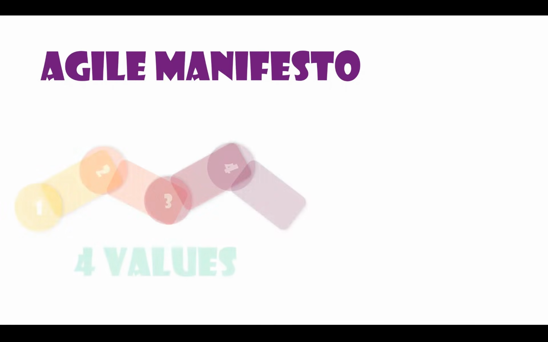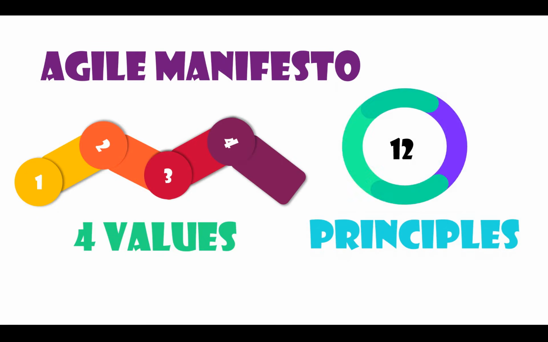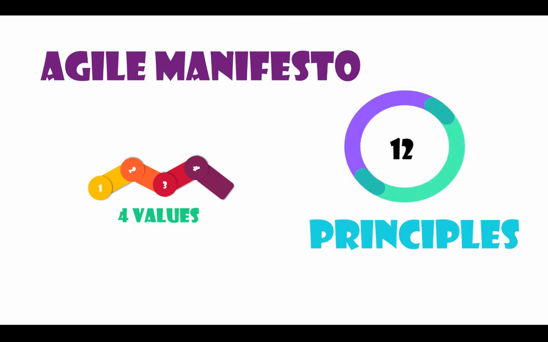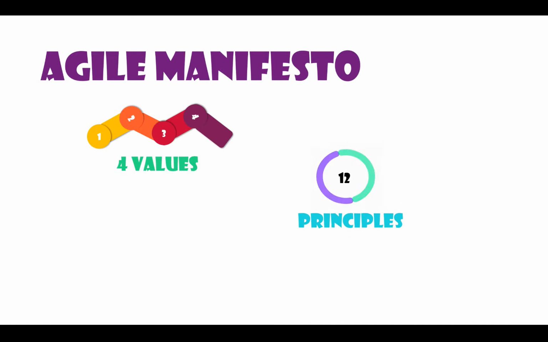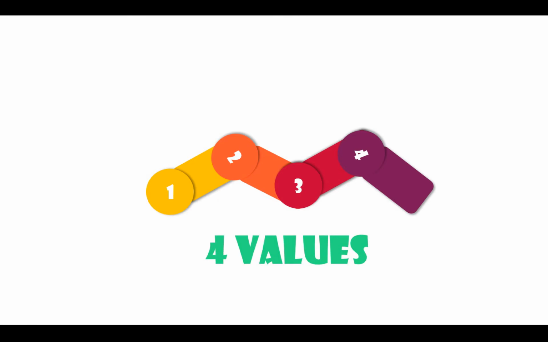Now let's get a little more in depth on what these values are. As I mentioned, the Agile Manifesto has 4 values and 12 principles. So we need to look into what these 4 values and these 12 principles are. Let's have a look at that. 4 values and 12 principles, that's what we are going to look at now, so let's get in depth on all those things.